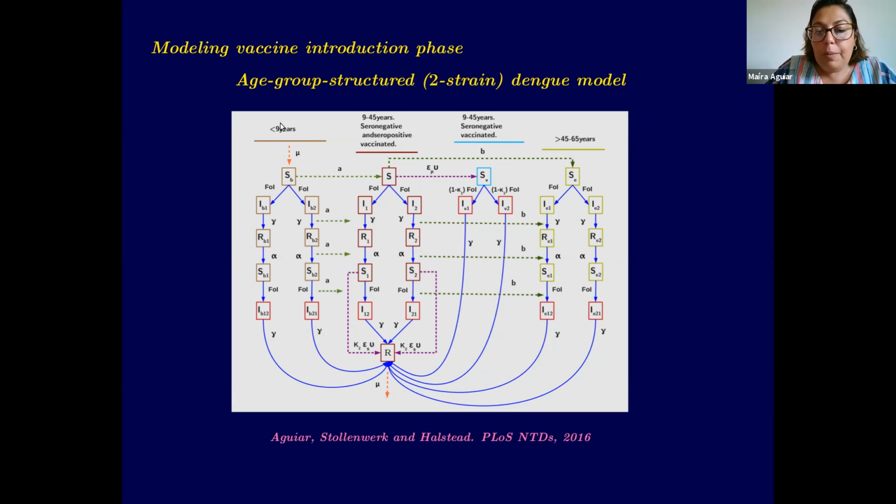The dynamics for those below 9 and over 45 are kept the same because they are living an endemic scenario, so they can go through the disease-related stages, but they are not vaccinated. Okay? Please let me know if something is not clear. We continue. What have we done afterwards?